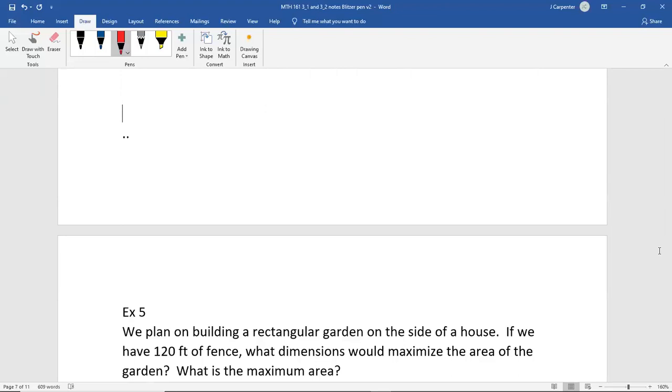And you might say, well, why do you need to know the maximum area? Well, when you go and buy soil nutrients, those bags are usually labeled based on how many square feet or square inches you've got. So that would be a reason to need to know the maximum area.